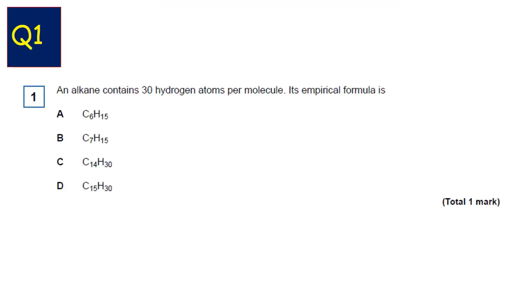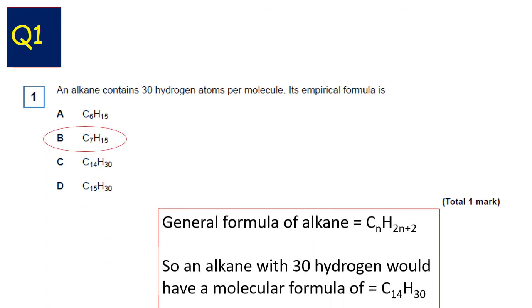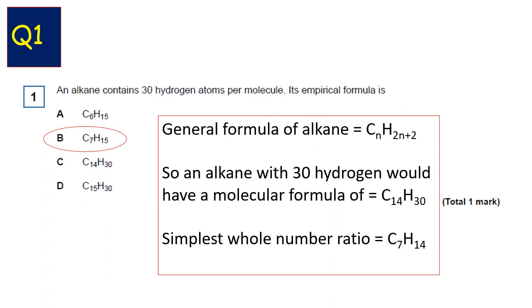So question 1, we have an alkane containing 30 hydrogen atoms per molecule. What's its empirical formula? So it's B, and we know this because the general formula of an alkane is CnH2n+2. So we know it must have a molecular formula of C14H30. A lot of people make the mistake of selecting that option, but we want the simplest whole number ratio because we want the empirical formula, so that is C7H14.